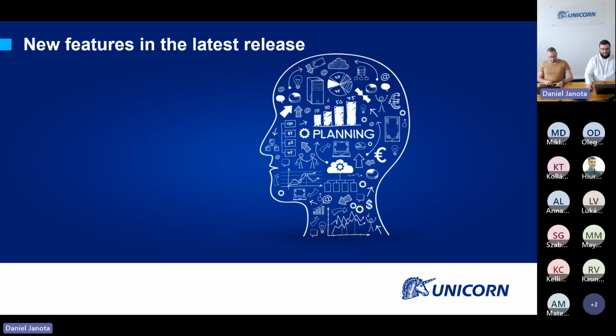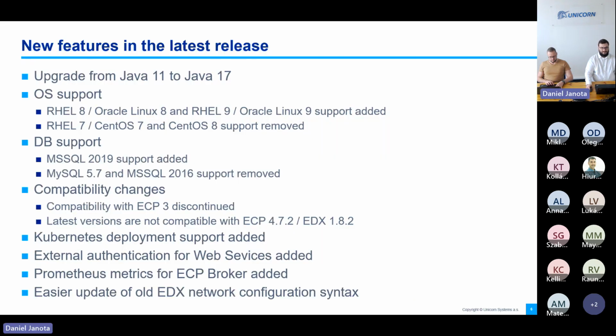So let's start with new features in the latest release. In the latest release, specifically versions ECP 4.11 and EDX 1.12, we have upgraded Java from 11 to 17. So the latest ECCoSP versions use Java 17. We have also changed some operating system support. We now support Oracle Linux 8 and 9 together with their Red Hat Enterprise Linux versions, and the support for CentOS 7 and 8 was discontinued.